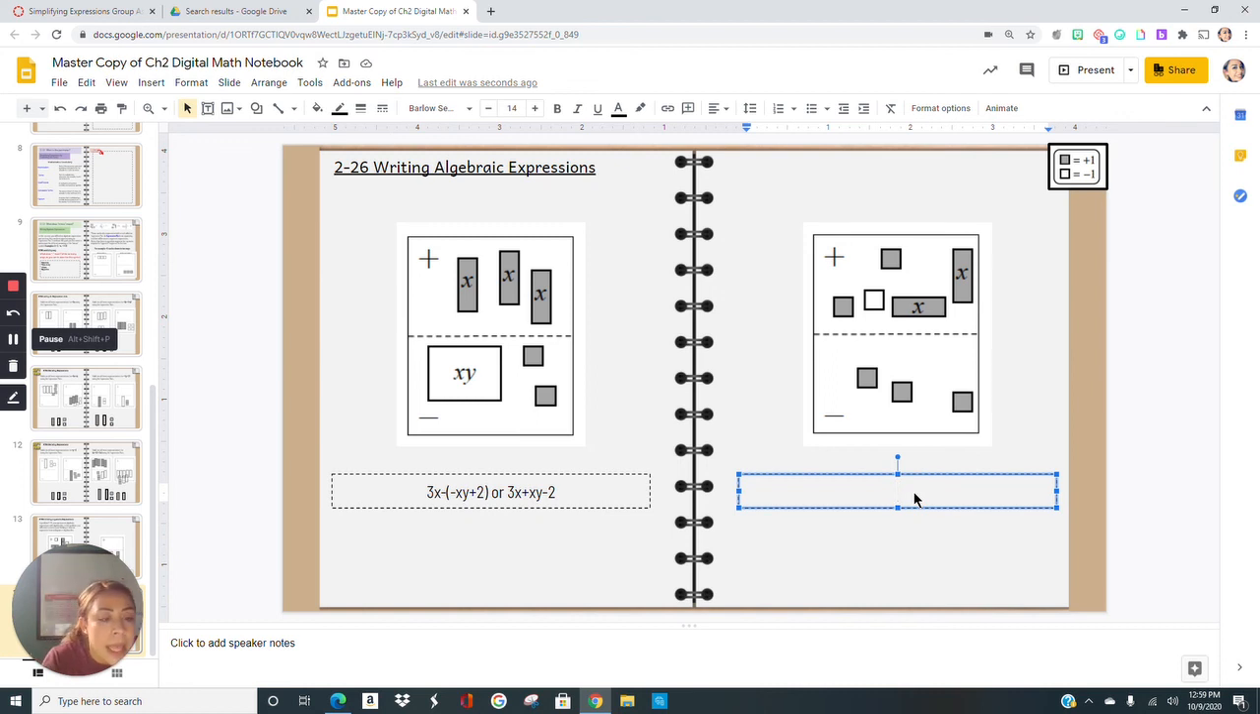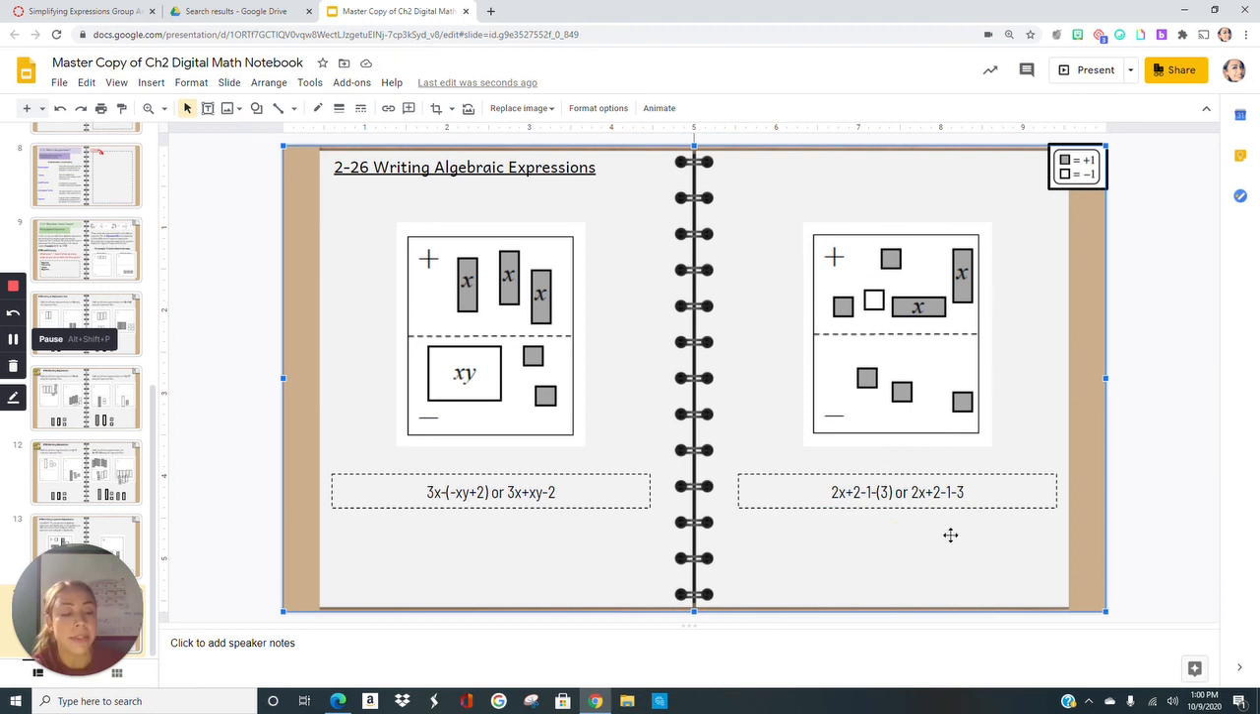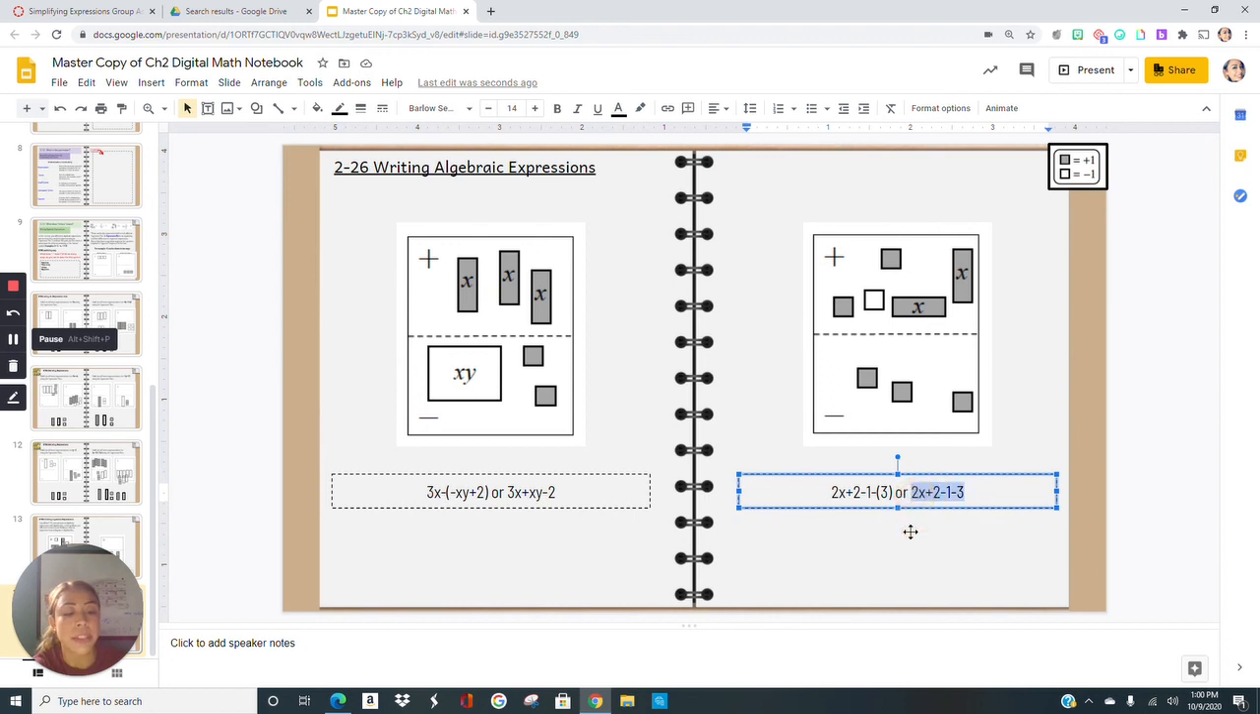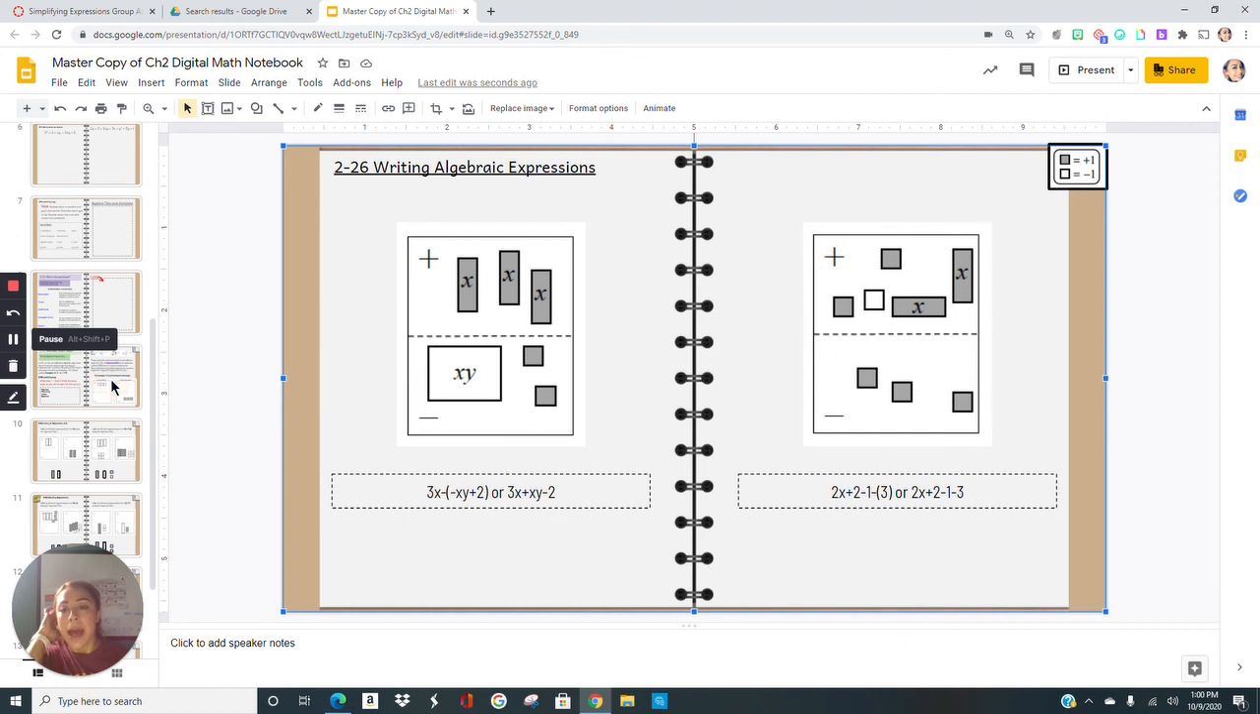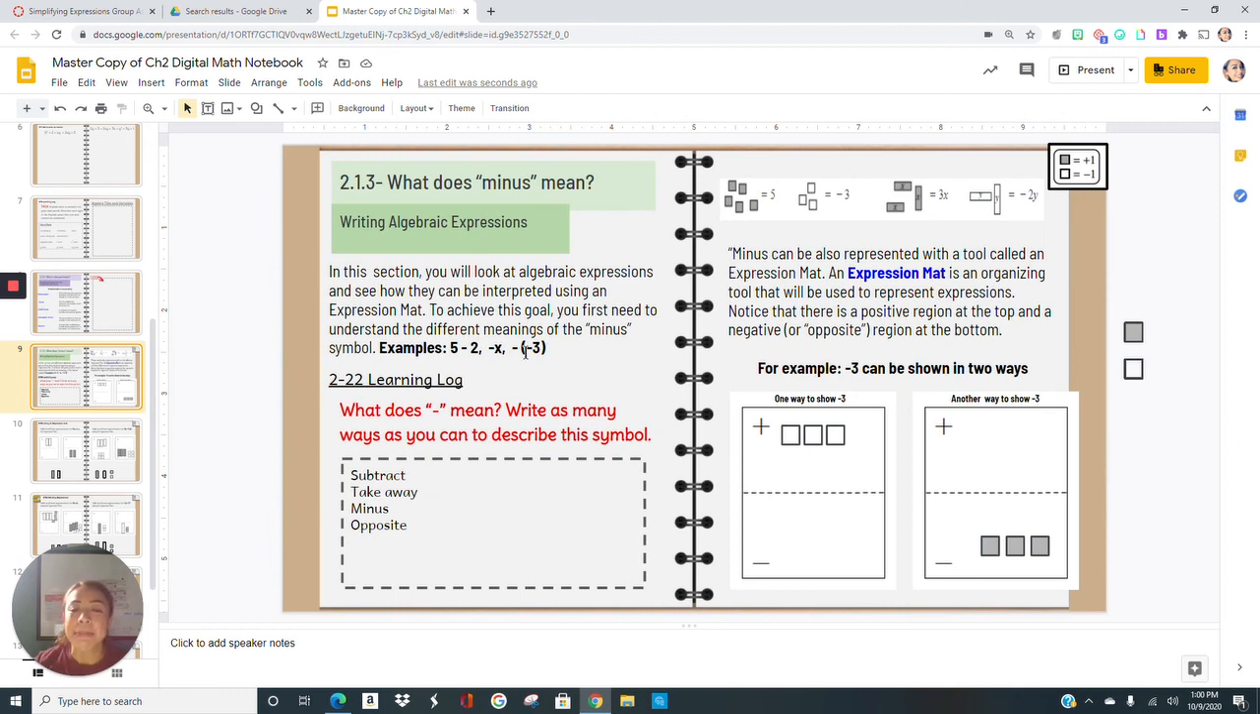Now for this one, I have 2x on top, a positive 2, and a negative 1. And then down below, I have minus the opposite of 3. Or I could have said 2x plus 2 minus 1, and then just take the opposite of 3, which is negative 3. Now, I understand that some of you may be able to already simplify this, and that is great. But in this case, if we just write out the expression, then I am happy with that. So again, we took a look at what does minus mean, using the expression map on how to write algebraic expressions.